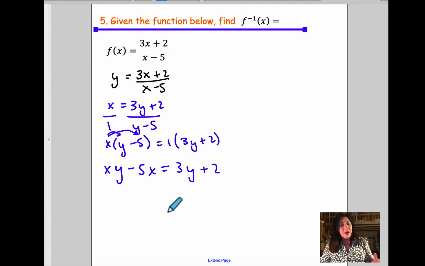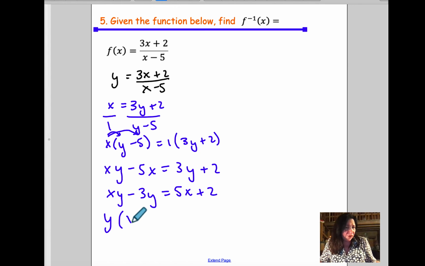All right. I notice that I have y's on both sides. And remember what your objective is. Your objective is, from the beginning, to switch your x and your y, and solve for y. So we want to get the y's on the same side. I'm going to take this 3y and move it to the other side, so I get xy minus 3y, and I move this 5x over to the other side, and I get 5x plus 2. Then I'm going to factor out a y, and when I do that, I get x minus 3, and that equals 5x plus 2.